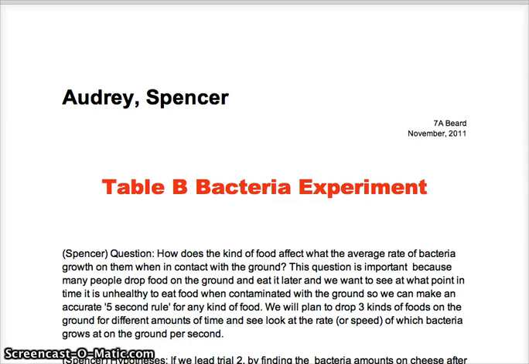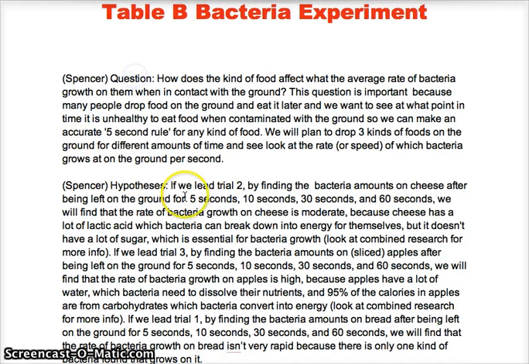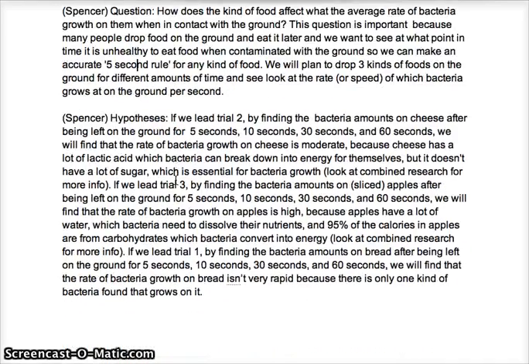Hi, this is Audrey and Spencer, and we're in the section 7A Beard, and this is our Table B bacteria experiment. Here's our question. How does the kind of food affect the average rate of bacteria growth on them when in contact with the ground? We want to know that if you drop food on the ground, it matters what kind of food you drop to make a specific 5-second rule, or something close to it.